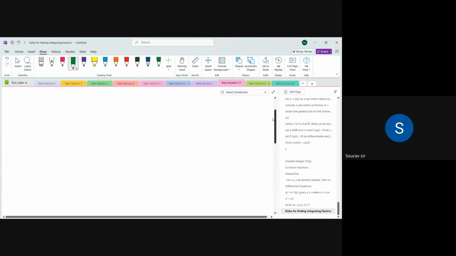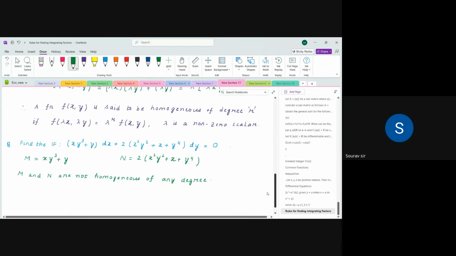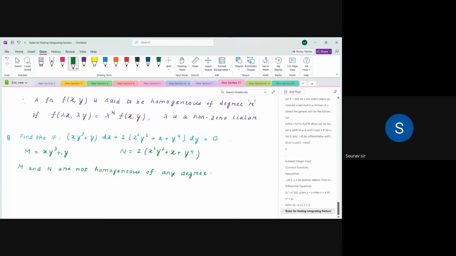The second property as well will not be applicable, right? Because you cannot express M as some product of xy. You have xy cube plus y. So no matter in whatever way you take common, you will not have some function of x into y. And similarly for N as well, you cannot express that as some function of x into y. So the second property will also not work in this case.